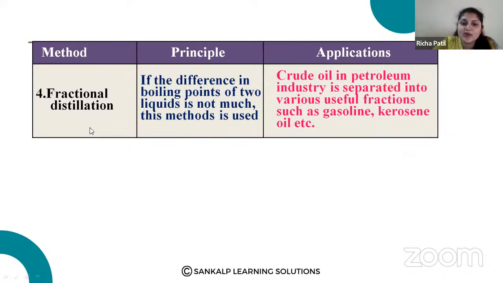If the difference in boiling point of two liquids is not much, okay, then you can use this fractional distillation. It is applied for crude oil in the petroleum industry, where it is separated. By this you can separate various fractions such as gasoline, kerosene oil, etc. So these all you can separate.